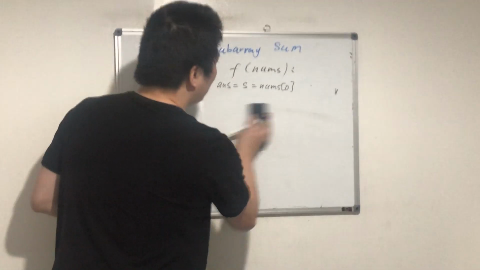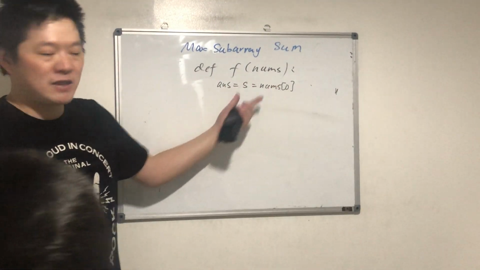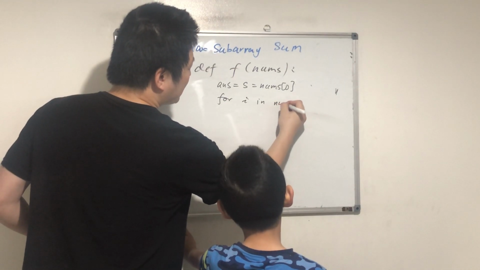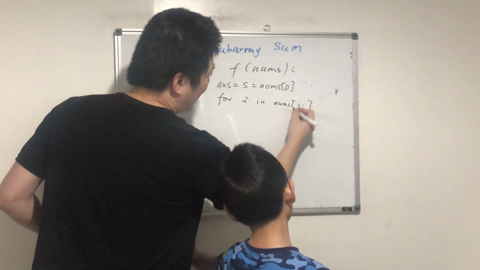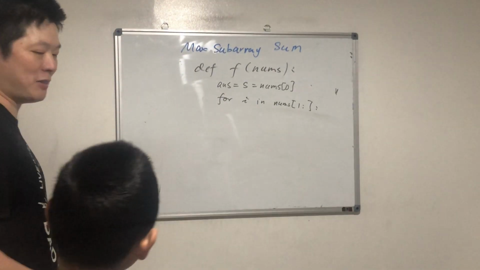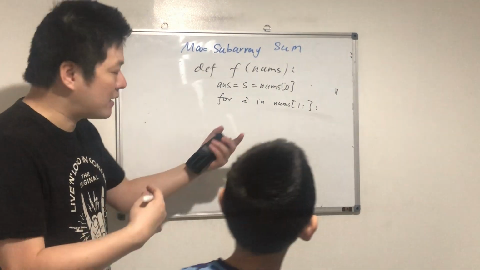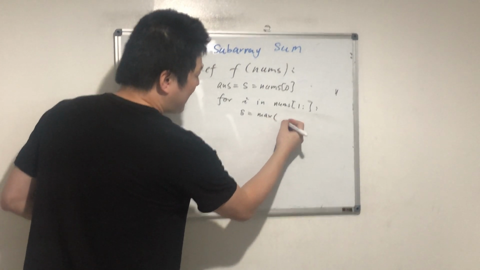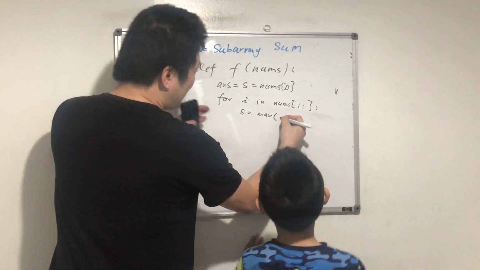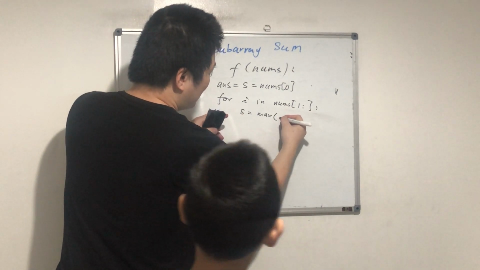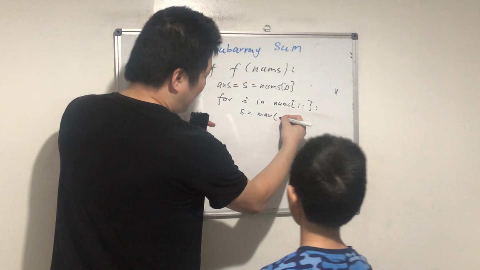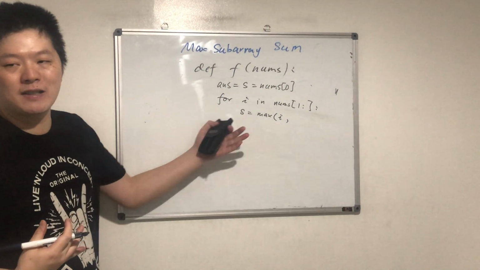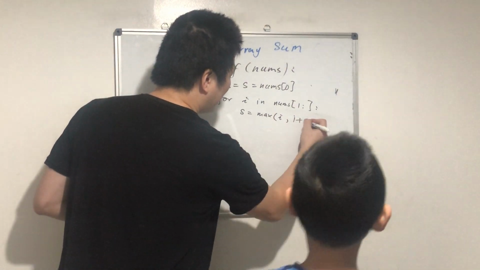Now for the beginning, I choose the first number, and then I need to start with the second number, right? For i in nums, starting from the second number. Now look, I can pick the next number, so S equals what? Max. I can pick the next number alone, which is i, or if I include the next number, it's i plus S. Which is better?